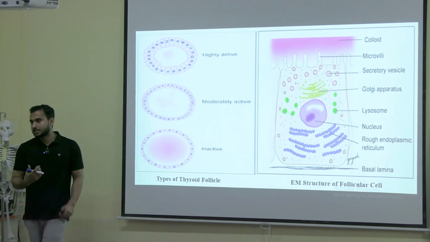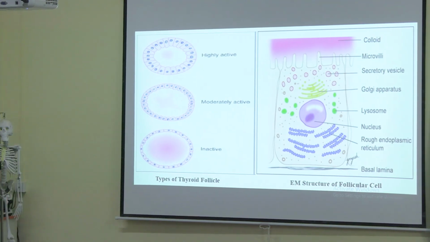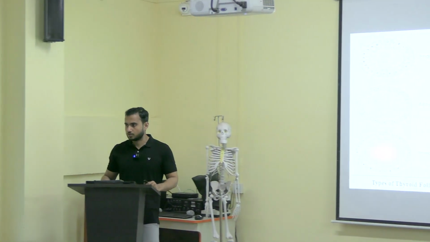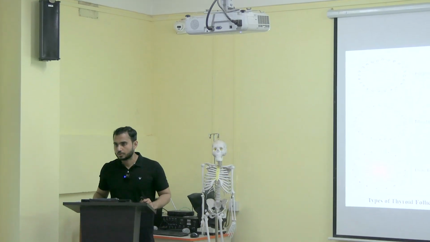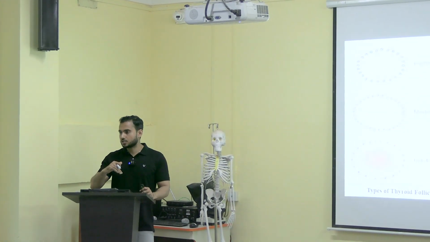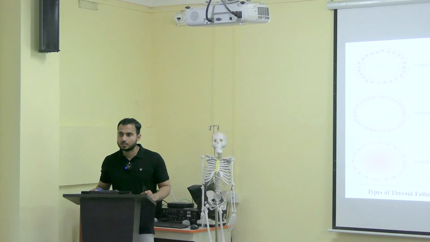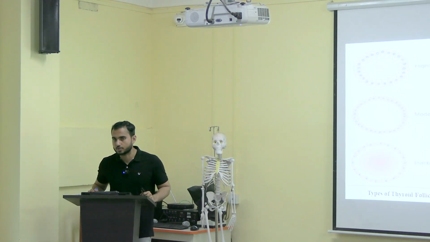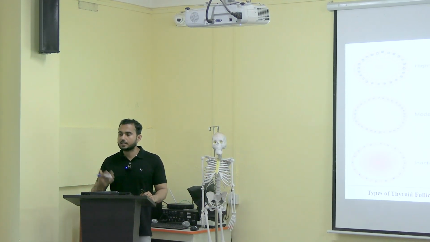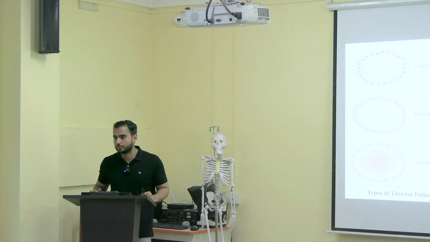So another question is, what exactly is this colloid? Actually, it is made up of thyroglobulin. It is a glycoprotein, and these are precursors of T3 and T4. When iodine is attached to this thyroglobulin, further processing is done, and then these hormones are produced. So this colloid is nothing but the precursor of T3 and T4.